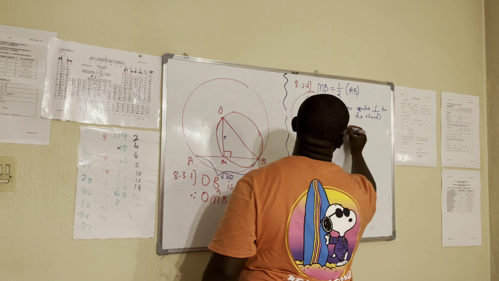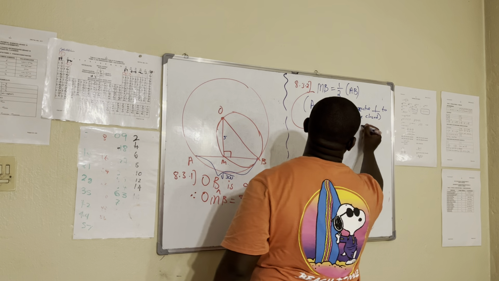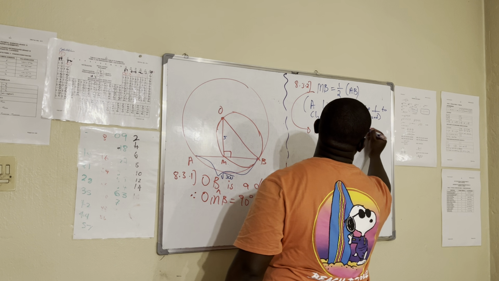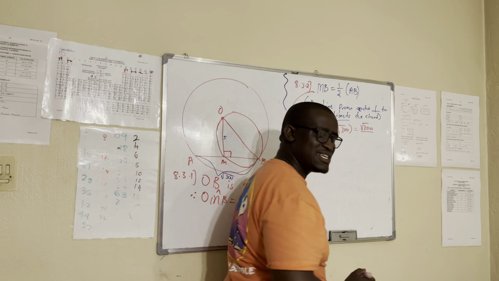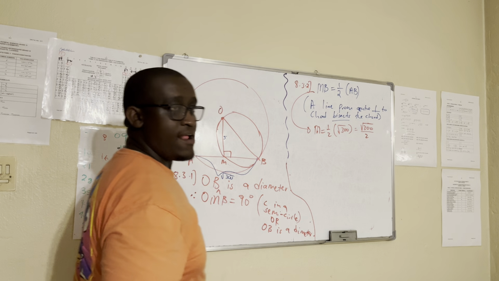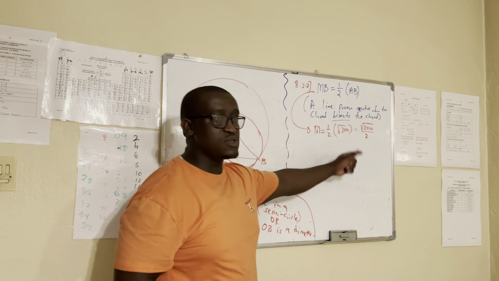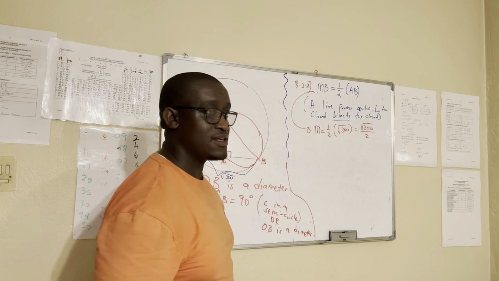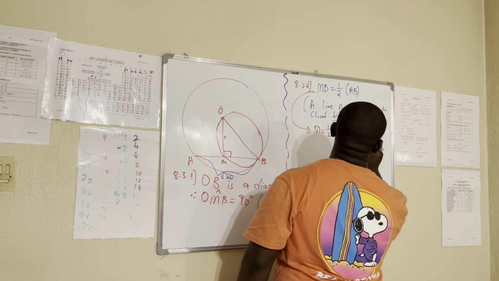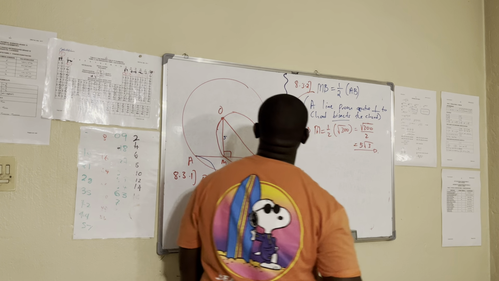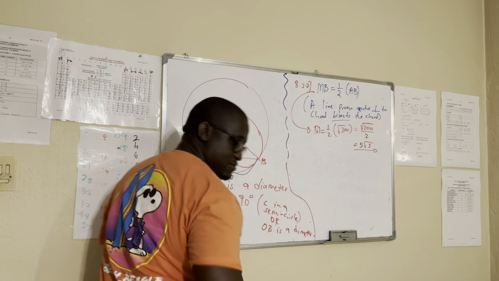After that, now that we have this, I can say MB is 1/2 times the square root of 300, which is the square root of 300 over 2. You can't say 5 over 2. If it was 300 without the square root, then it would be 5 over 3. No, it's 5 root 3. So MB is 5 root 3.